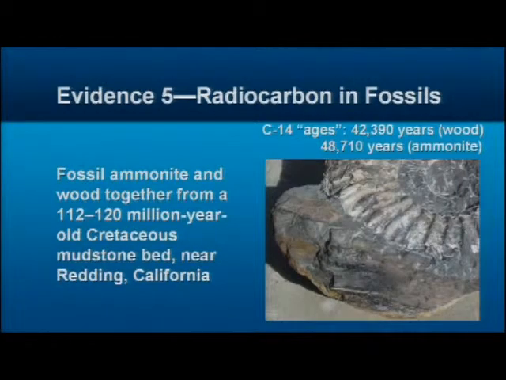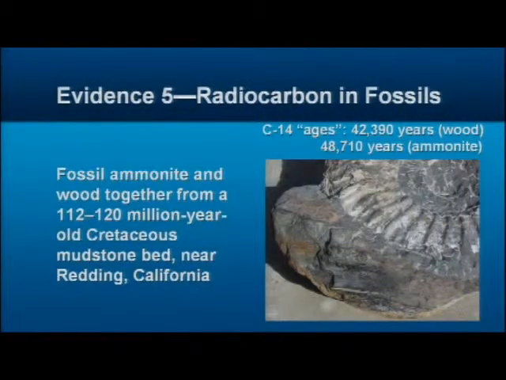And I went up to Northern California and collected samples of ammonite shells with fossil wood next to them. Okay? And these are supposed to be 112 to 120 million years old. And look at the radiocarbon. The wood and the shell almost match one another. I had 4 samples like this, and some of them were almost exactly the same, in two different materials.